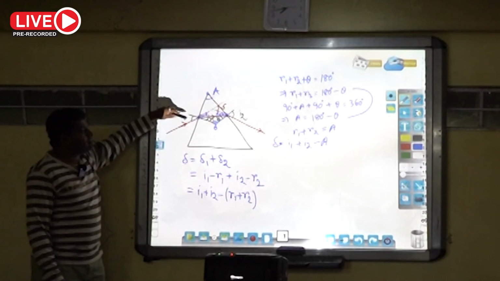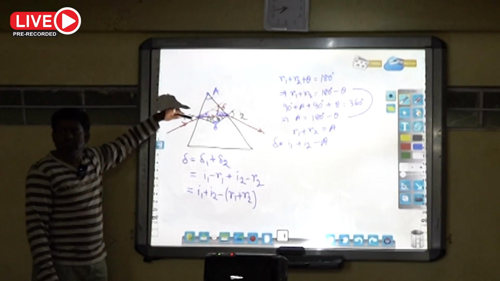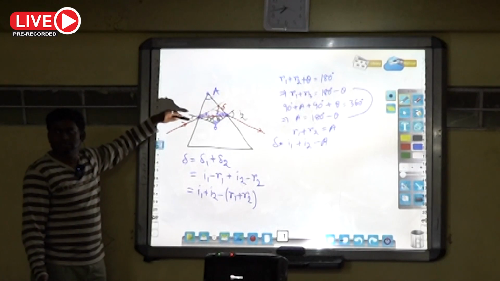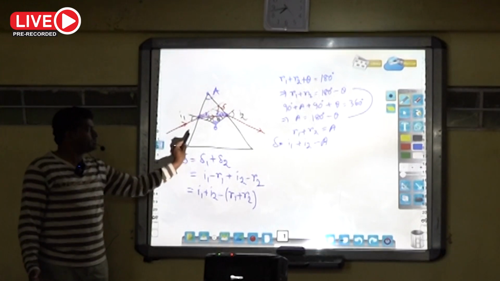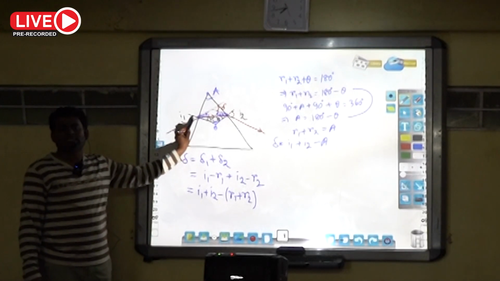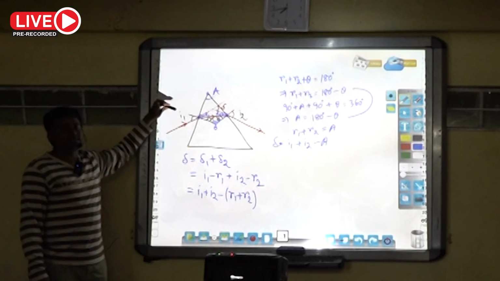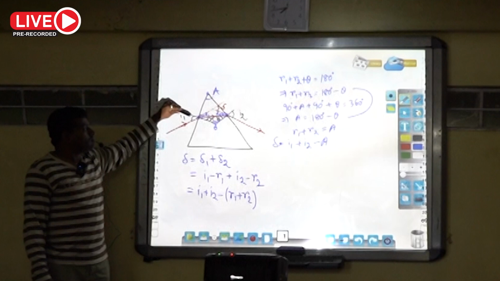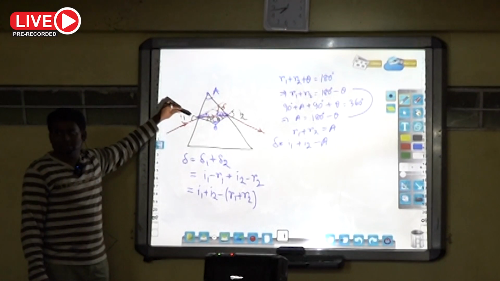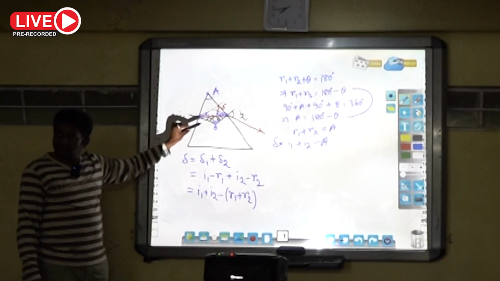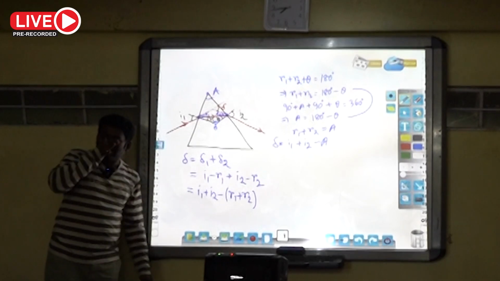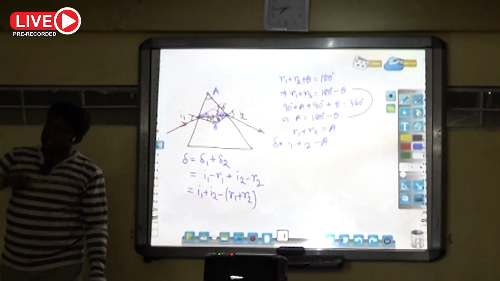Now what will be the maximum value of the angle of incidence? Almost 90, like this. When the light ray is going like this, almost grazing, the angle of incidence has a maximum value of 90 degree. Now let us consider that from the minimum value of the angle of incidence, that is 0 degree, I increase the angle of incidence in small steps. So I1 is increased from 0 to 90.